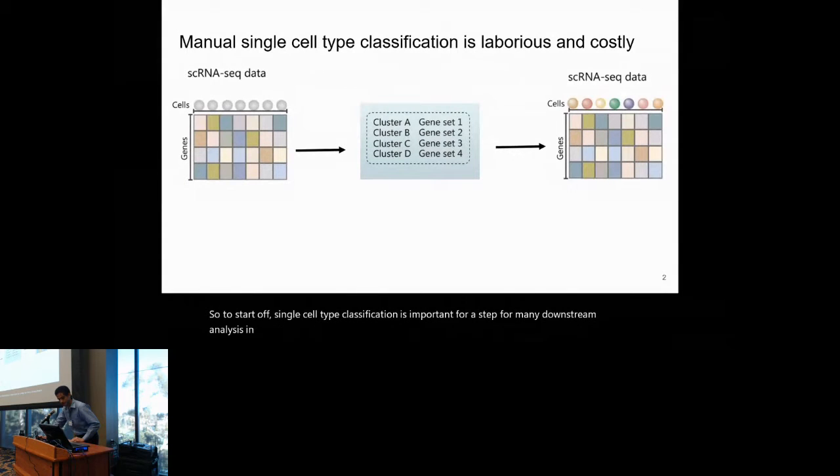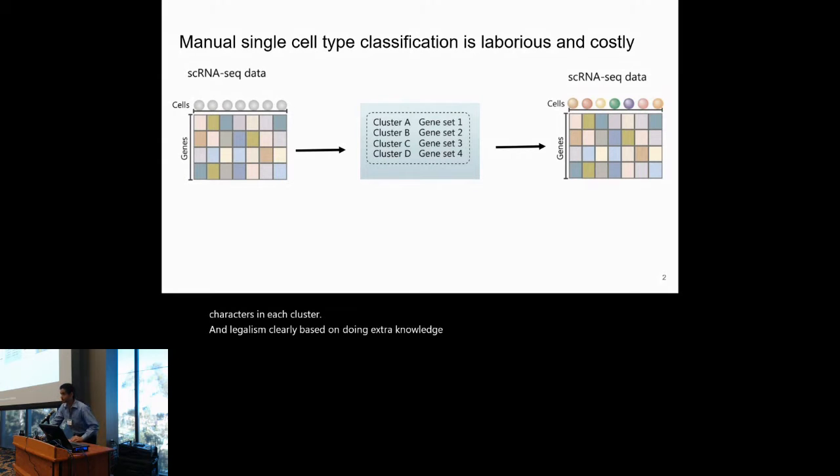And manual single cell type classification is typically done by taking a cell by gene expression matrix, which we can derive from a single cell RNA sequencing experiment. We can then cluster those cells based on the similarities between their gene expression values, and then identify a set of marker genes characterizing each cluster, and label cells accordingly based on domain expert knowledge.